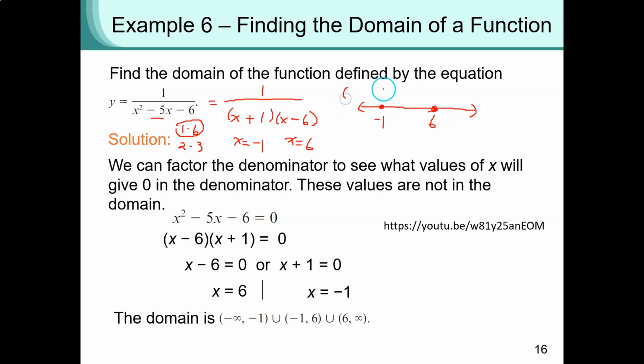So if I use a notation to represent the interval, we will have 3 intervals to represent this equation. So we have the -infinity here. This is a positive infinity. So the first interval will be -infinity, comma, -1, union, -1, comma, 6, union, and then 6 to infinity. So that will be the domain of this function.